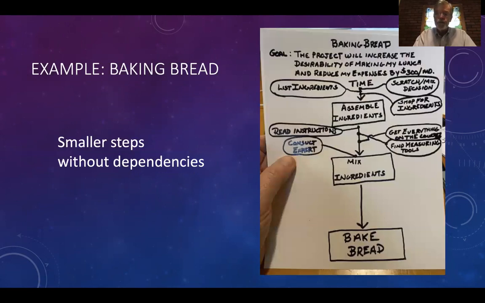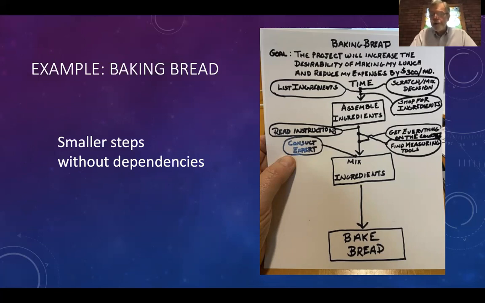Okay, so if I assemble the ingredients, I add some more of the ovals. So reading instructions, get everything on the counter, find the measuring tools that I need, and I sequence those. And notice that a couple of these are upside down from each other. So I just drew on the right-hand side there lines that show where they actually fall in the sequence and in terms of dependencies. You have to find the measuring stuff before you can measure it and get everything on the counter and get it working.